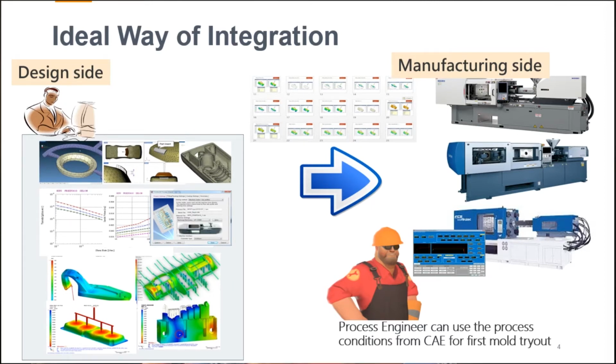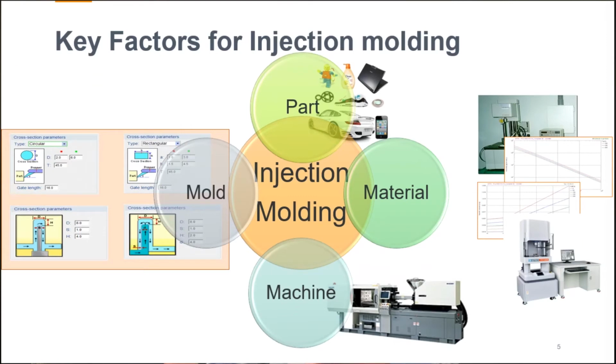Although we know that this is the most ideal way of integration, that we can go directly from CAE analysis result to manufacturing mold trial, the process engineers might have this concern, whether they can use this result directly for their first mold trial. So let's take a look. Let's go deep into why they have this kind of concern.